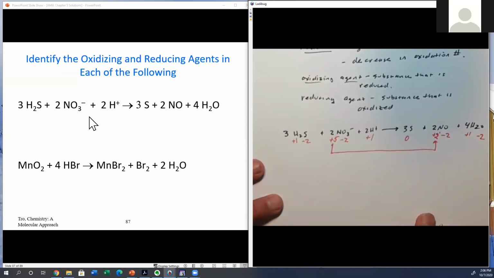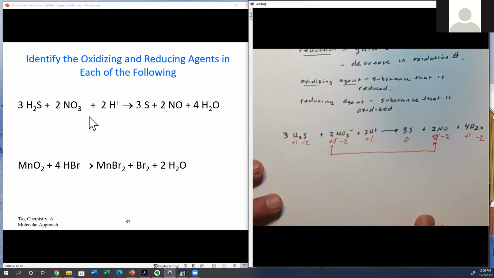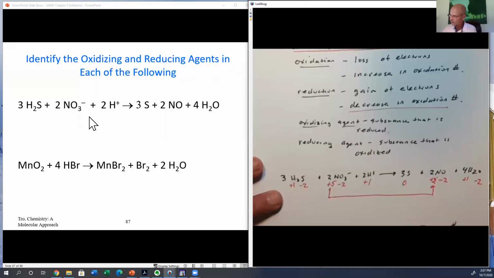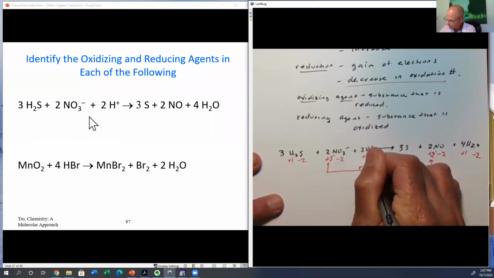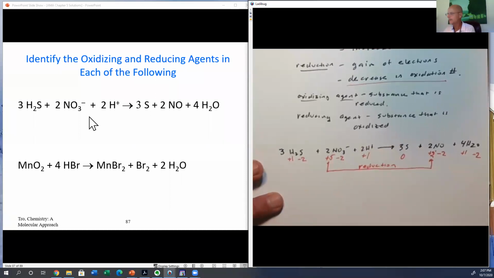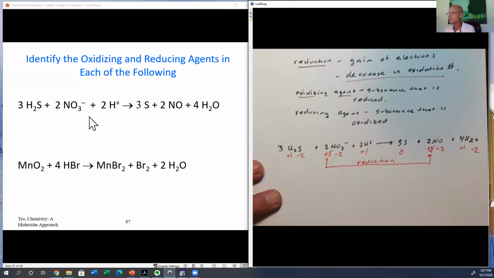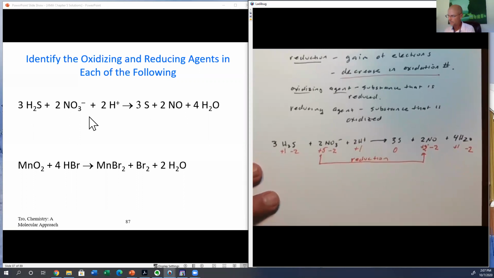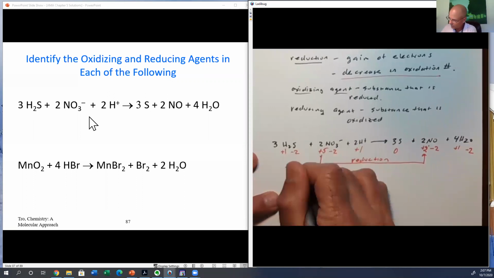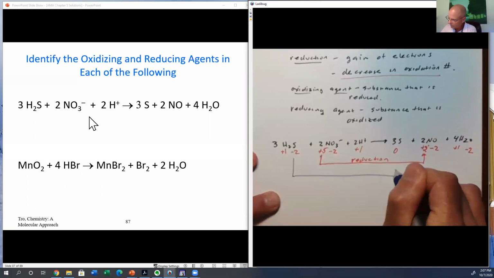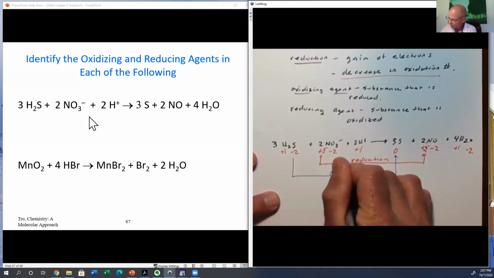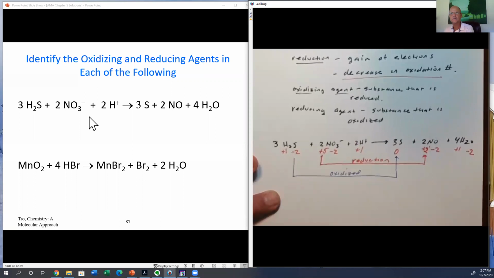Is nitrogen being oxidized or reduced? Reduced, right? Reduced, because remember, reduction is a decrease in oxidation state. So here's the reduction, right? And then what substance here is being oxidized? Sulfur, yes, sulfur is being oxidized. Notice sulfur is going from -2 to 0, so it's going up in oxidation state. And so that's being oxidized, right?